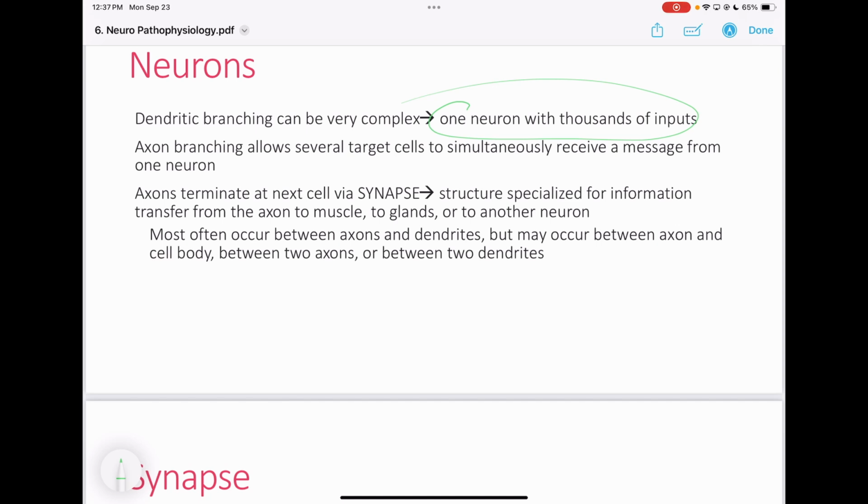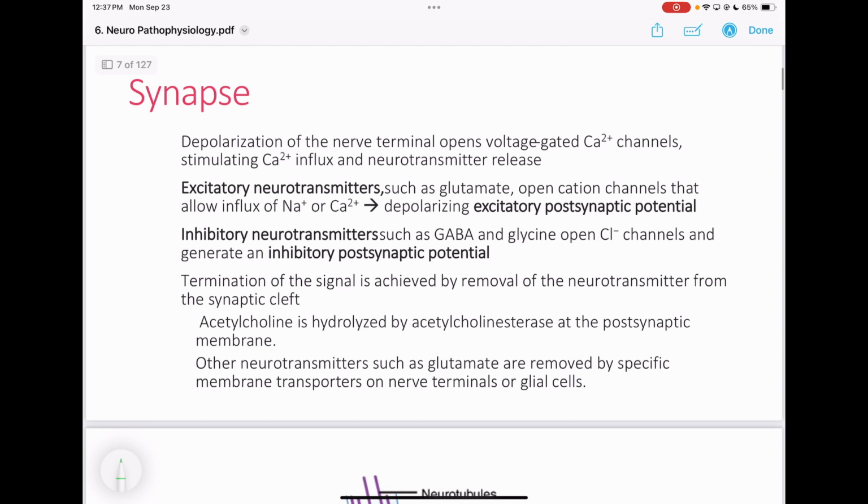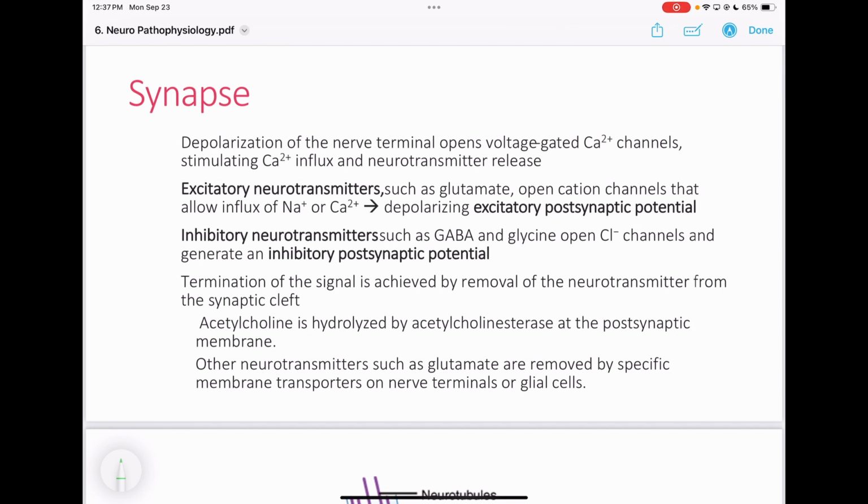Axon branching allows several target cells to receive information from one neuron, so it's almost like a backup system. We have the synapses, and that is where neurotransmitters are to transmit the electrical signal from one neuron to the next, or one neuron to the target tissue, wherever we're innervating. So we have our synapses. Remember, near the synapses is where all of our calcium channels are. Why is that important that our calcium channels are located at the end of the axon? Exocytosis, that is where all of our neurotransmitters are. We need calcium, and that allows the process of neurotransmitters to be released.